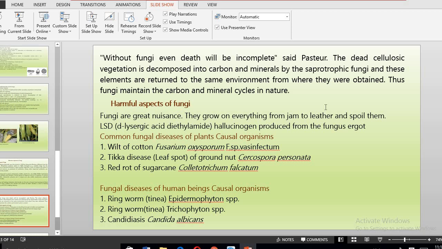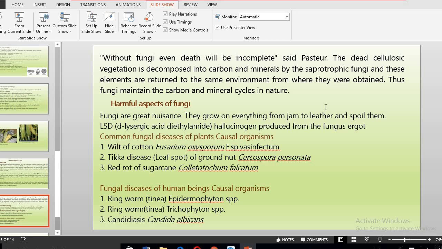Harmful aspects of fungi. Now, fungi are a great nuisance. Anything that is moist, you realize that they'll be growing on jam, on leather, and they'll be spoiling anything in the house because the spores are always in the air and they germinate easily. Now we have LSD. LSD is D-lysergic acid diethylamide. This is normally a hallucinogen that is produced from the fungus ergot. Now, this is a substance that is psychoactive and affects humans.